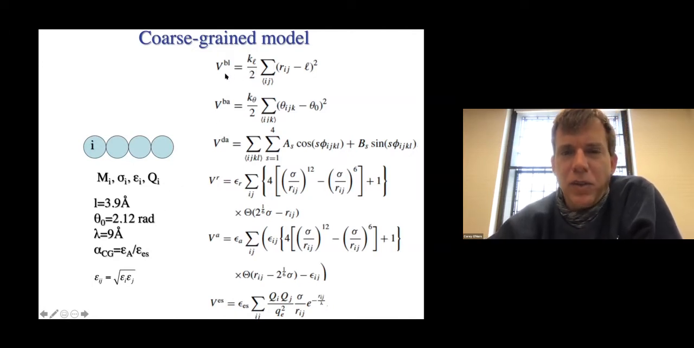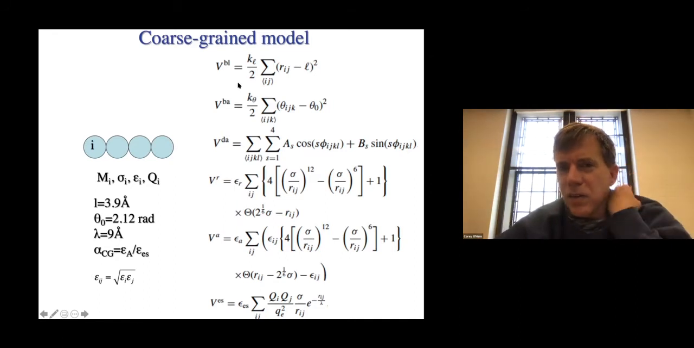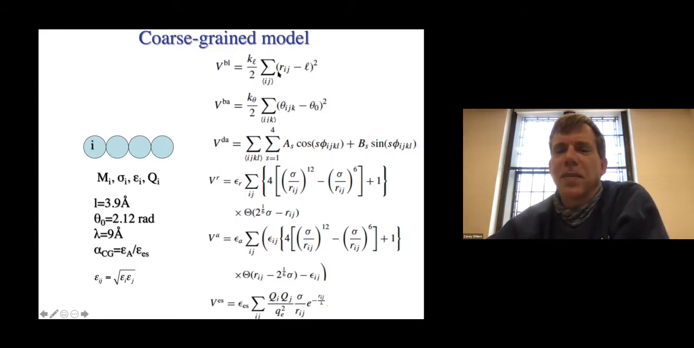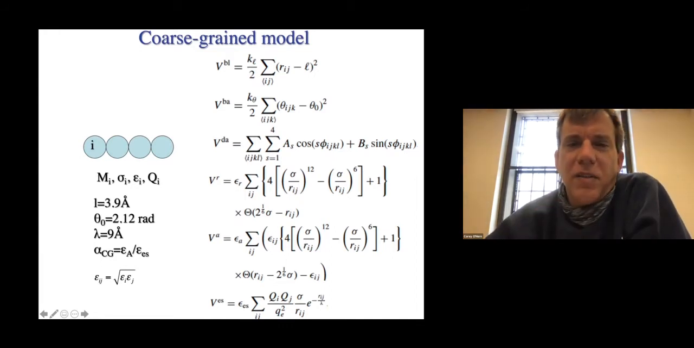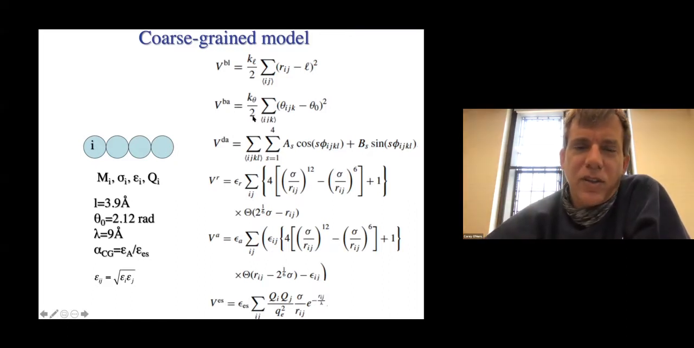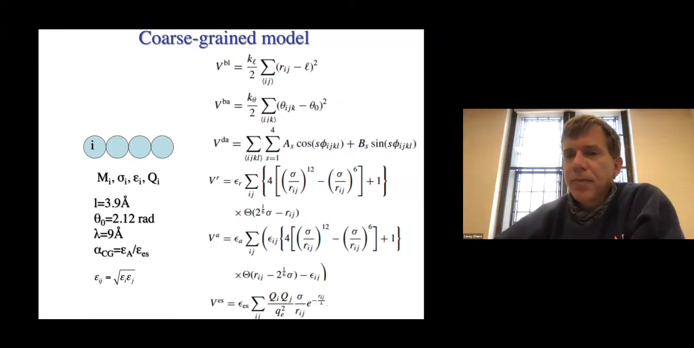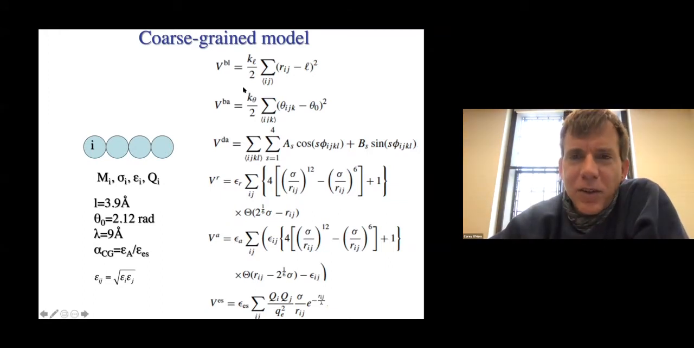And so in this coarse-grained model, I'm going to have bond lengths which link together the C alpha atoms. There's going to be a bond angle between successive triples of amino acids. And so that's the stereochemistry of this model.